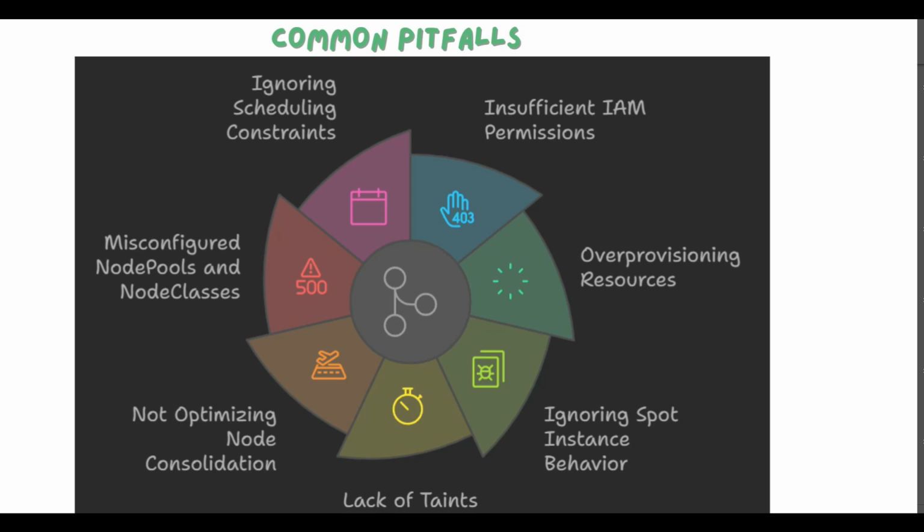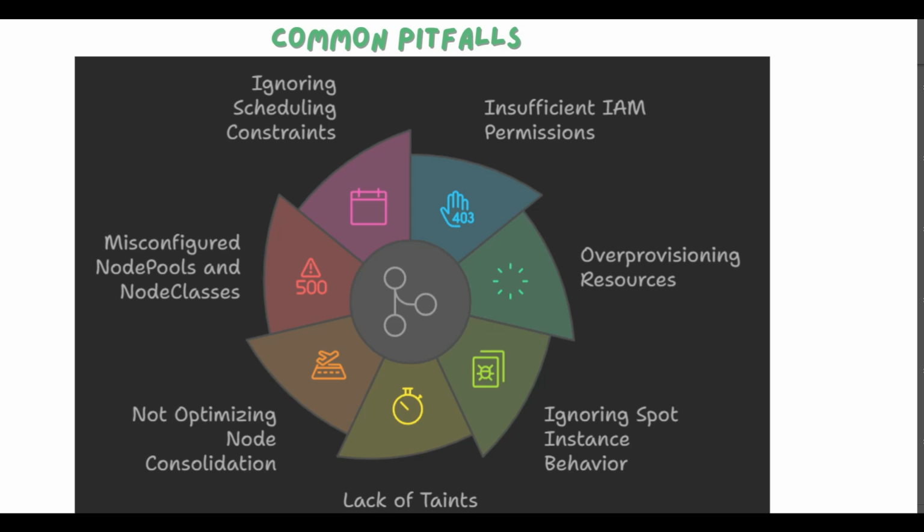Number five, not optimizing node consolidation. By default, Karpenter consolidates nodes to optimize for cost, but users sometimes forget to enable or configure it properly through the node pool configurations. This can lead to over-provisioned clusters or wasted resources. So enable and configure consolidation policies to allow Karpenter to downsize underutilized nodes automatically.